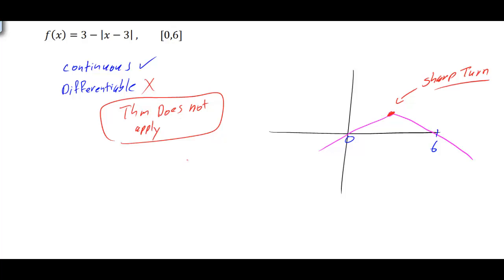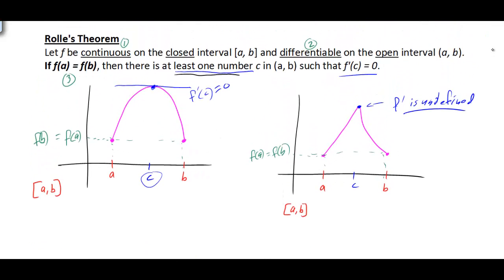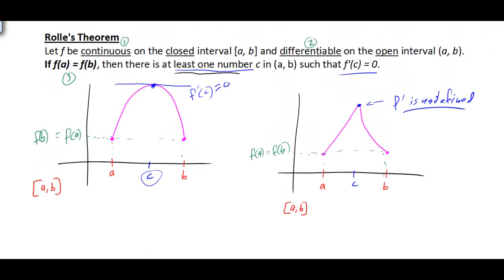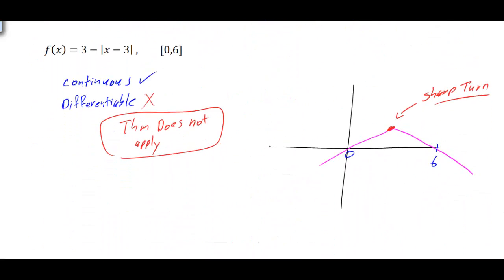So here's an example where the theorem doesn't apply, because remember, in order for Rolle's theorem to apply, we must meet all three of these conditions where it's continuous, differentiable, and f of a equals f of b. So if one of those conditions is not met, that means the theorem does not apply.